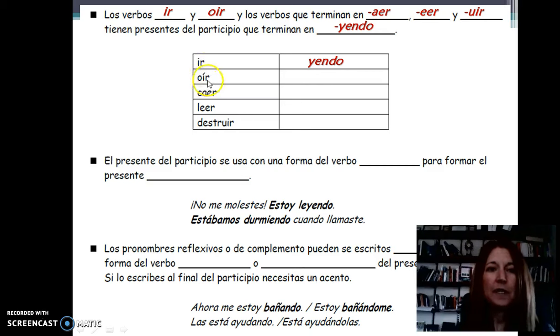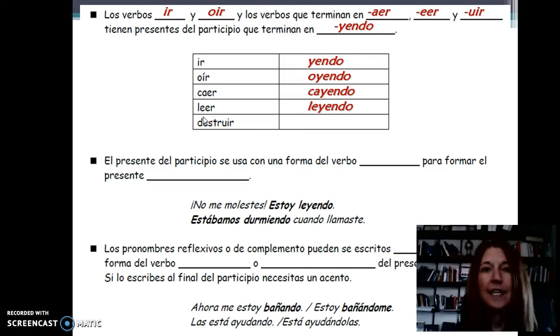Okay, the next verb is oír, which is to hear. So we have to take off that ending and we add our yendo, which gets us to oyendo. Next verb, caer, to fall. If we want to say el árbol está cayendo, the tree is falling, what are we going to do? We're going to have to take off that ending and we're going to add yendo, which gives us cayendo. Luego, el verbo leer. For the verb leer, we're just going to take off that ending and then we have the Y, leyendo. Los estudiantes están leyendo hoy durante la clase, porque es leer lunes.